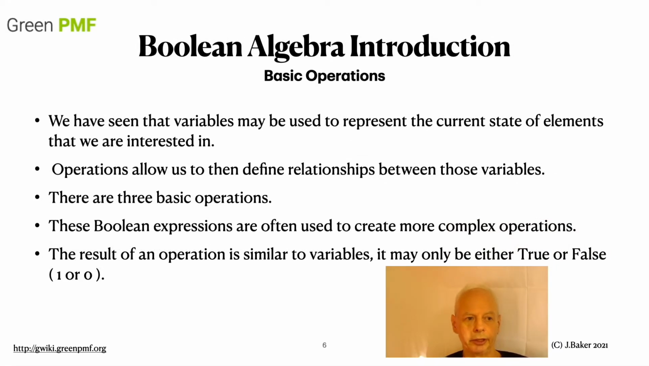So we've seen now that variables may be used to represent the current state of the elements we're interested in. However, operations allow us to define relationships between those variables, and in Boolean algebra there are three basic operations which we'll come on to as the slides progress. These Boolean expressions are often used to create far more complex operations, and remember, the result of an operation is similar to variables. It may only either be true or false, 1 or 0.